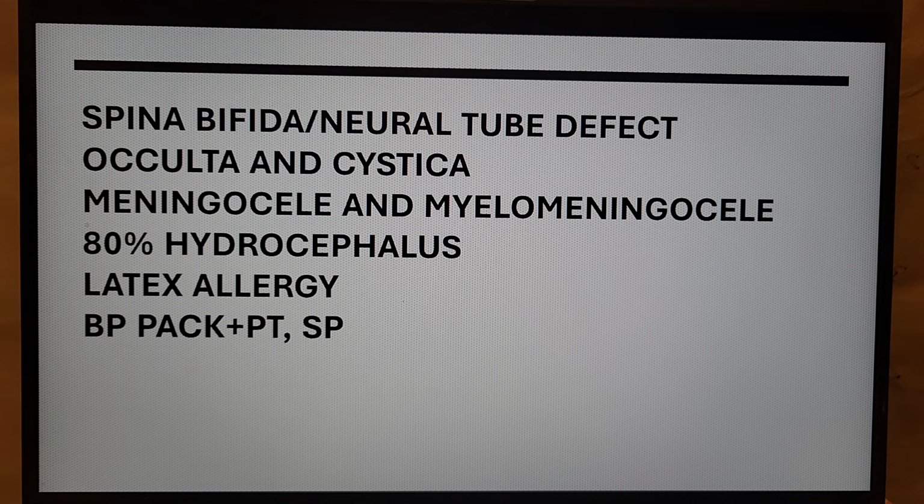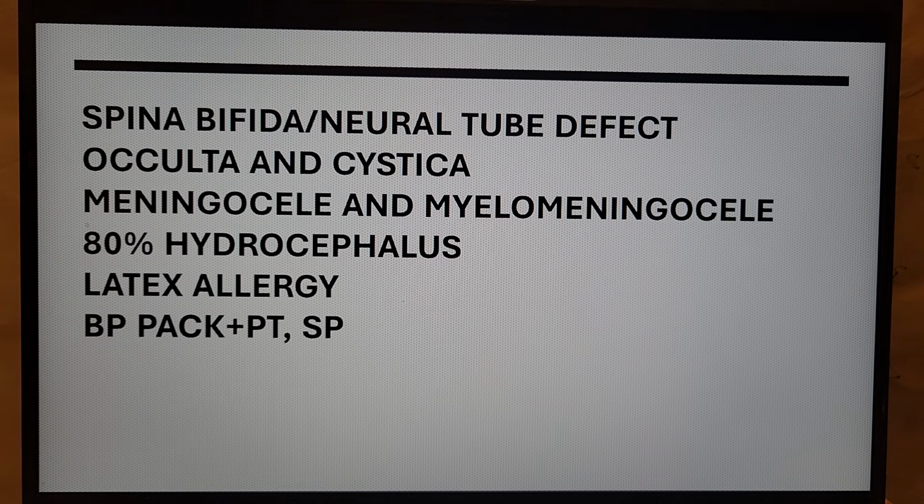But sometimes they have spina bifida that is only occulta. Occulta means only a pouch, there is nothing inside. So that one is easy to deal with, right? But cystica can be meningocele or myelomeningocele. Meningocele, the pouch only has meninges, but they are still at risk for meningitis.